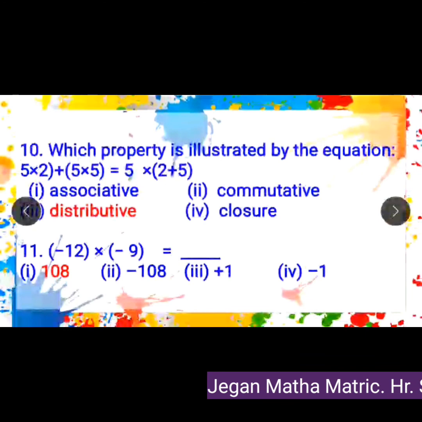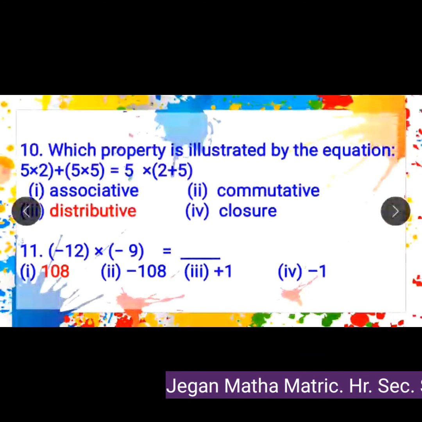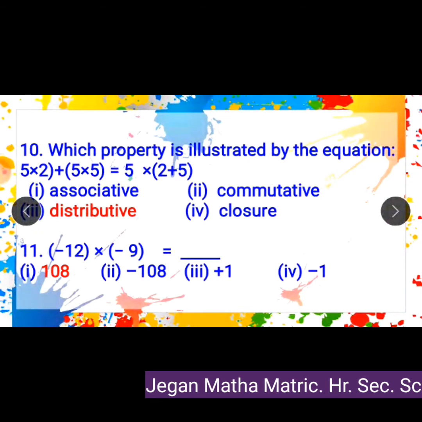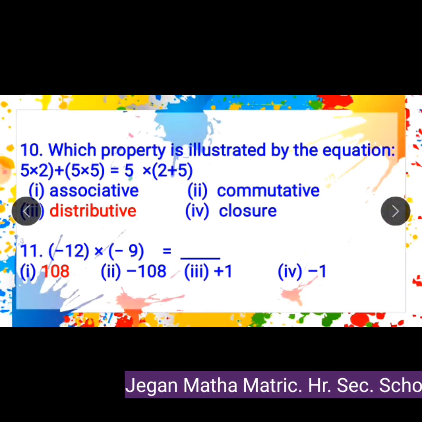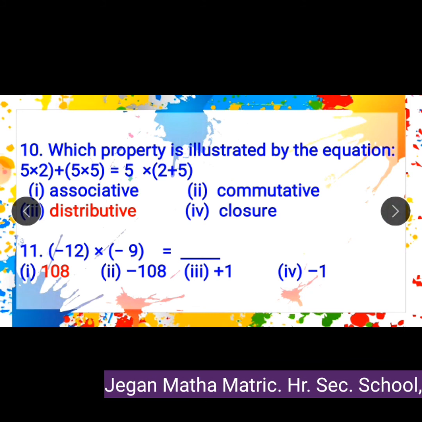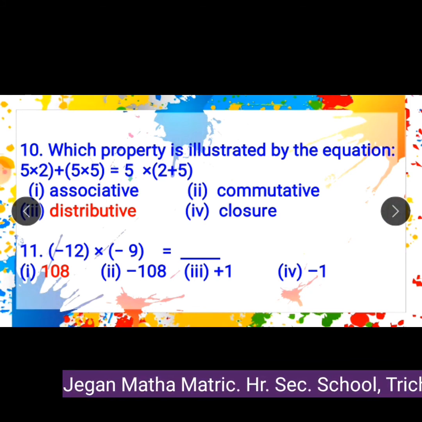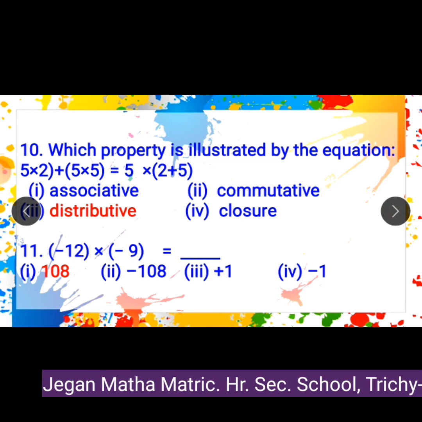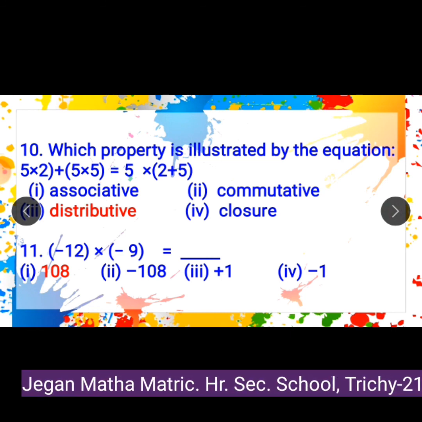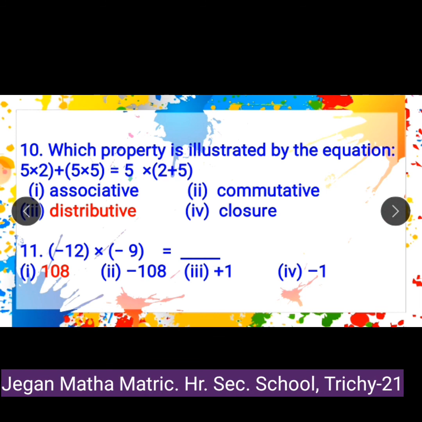Which property is illustrated by the equation 5 into 2 plus 5 into 5 equal to 5 into 2 plus 5? This property is known as distributive property of multiplication over addition. Here, third option is the answer.